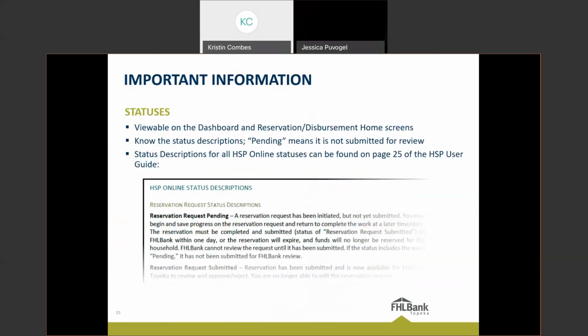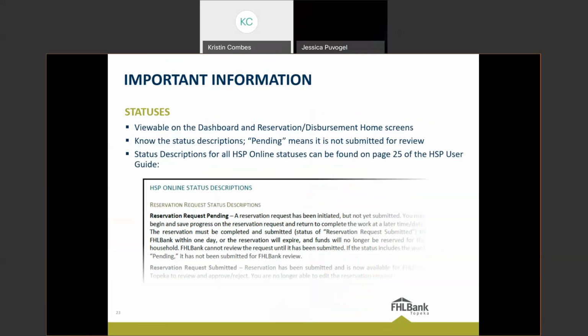An important piece to making sure disbursement requests are submitted prior to the grant expiration is knowing what the statuses in HSP Online mean. Statuses can be viewed on the dashboard and on the reservation or disbursement home screens. Status descriptions can be found on page 25 of the 2021 HSP User Guide.